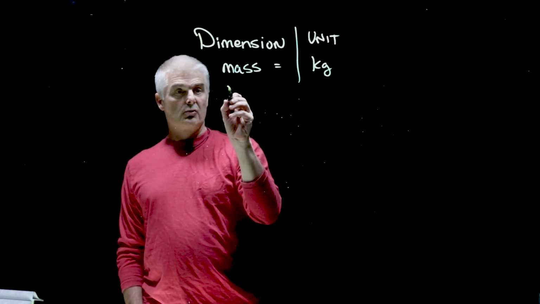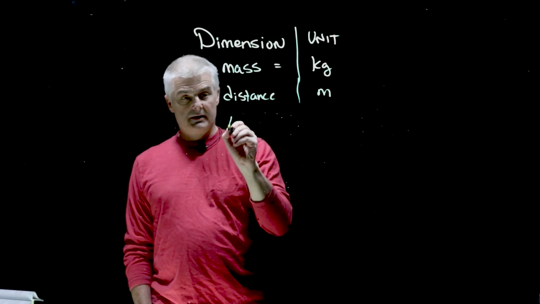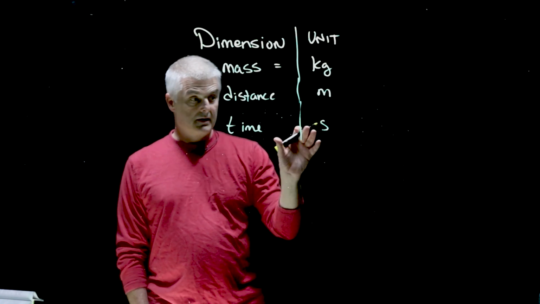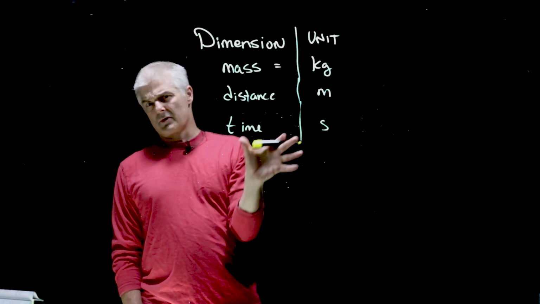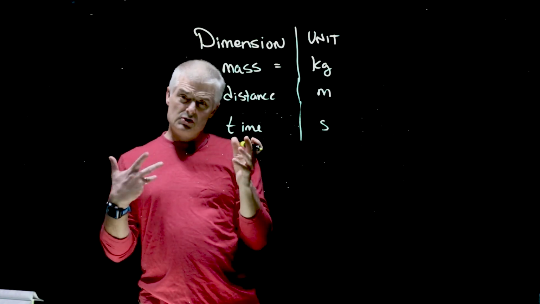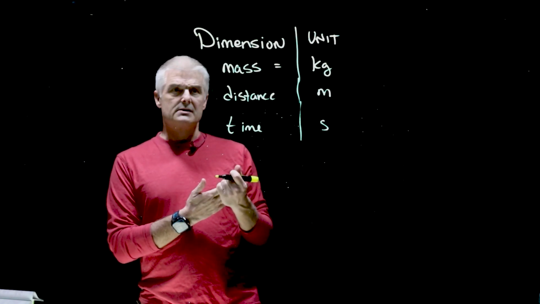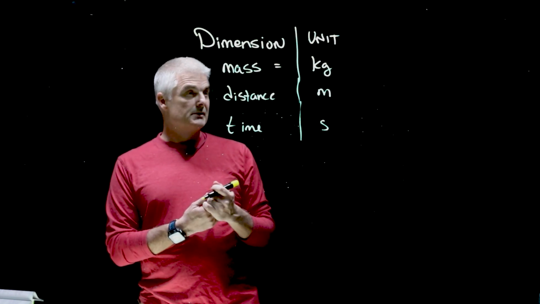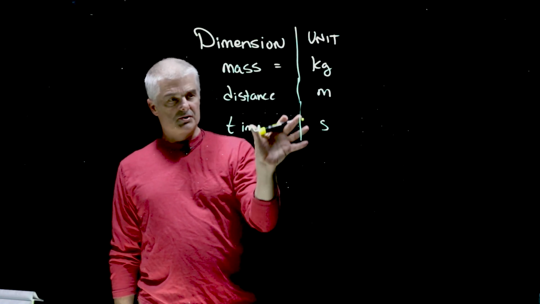Another one would be distance, and that would be a meter. Another would be time, and that would be a second. S for second, not SEC, but S. And these are the main ones we're going to deal with. There are other dimensions you might remember back from chemistry, pardon me. A mole is a basic dimension. Temperature would be a basic dimension, etc. But in physics, we're going to focus on these.